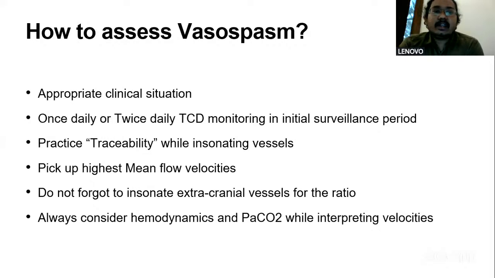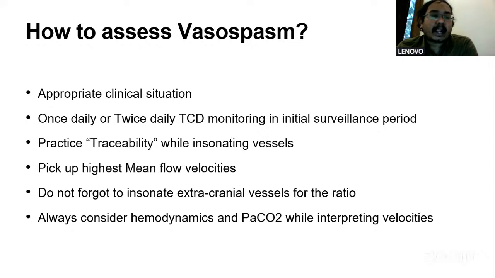So how do we usually screen for vasospasm? Vasospasm has to be suspected in an appropriate clinical situation. For most of us, the only appropriate clinical situation we most often encounter is aneurysmal SAH. So post aneurysmal SAH, we would like to screen for vasospasm. How we do it is once daily or twice daily TCD monitoring in the initial surveillance period. Say up till 7 days, we would like to do it daily, and then depending on the velocities, we would like to come down in terms of the number of times the monitoring is done.